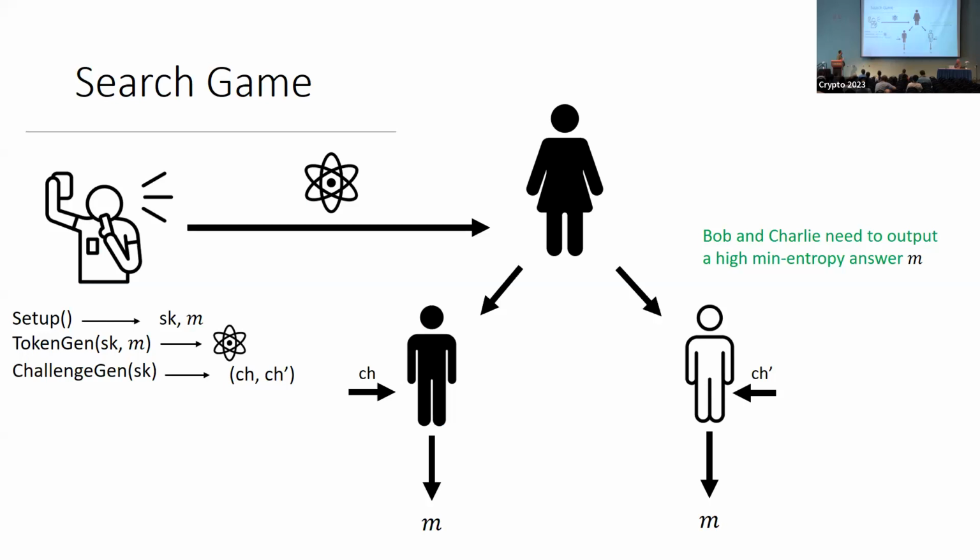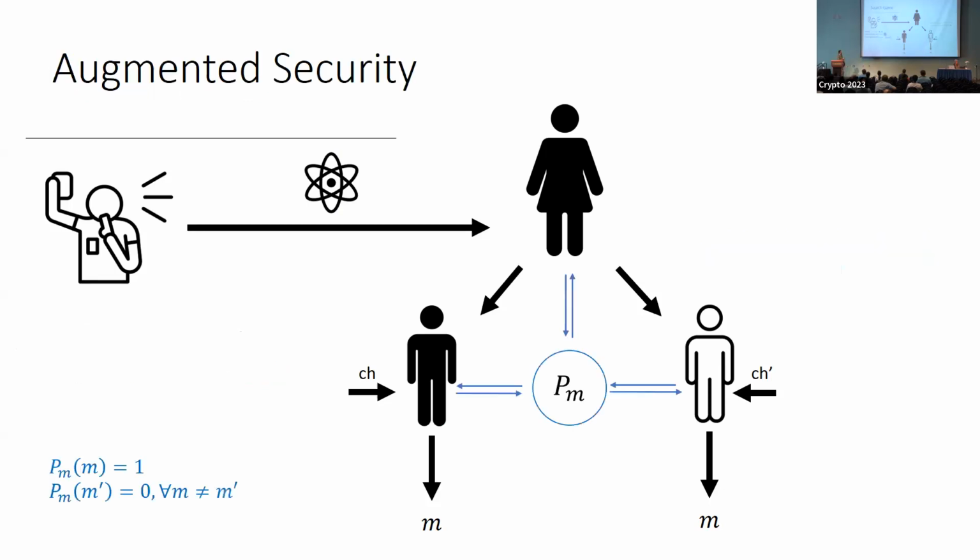Now, just a bit more in detail, we consider search games where both Bob and Charlie are asked to output a high min entropy message M. And augmented security means we give the adversary more power by letting all parties quantum query an oracle, which tells you whether your query equals the hidden message M or not.